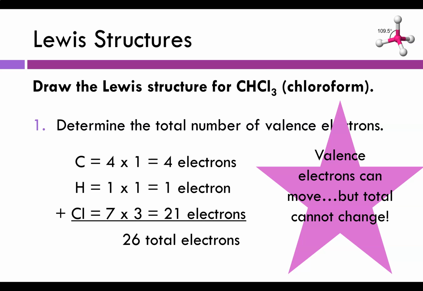Valence electrons can move. We can put those 26 electrons anywhere they need to be in order to complete octets and duets and make this as stable of a molecule as possible, but they can't change. You can't create or destroy electrons. So we need to make sure at the end, when we're finished with our Lewis structure, that we do in fact have, in this case, 26 total electrons.